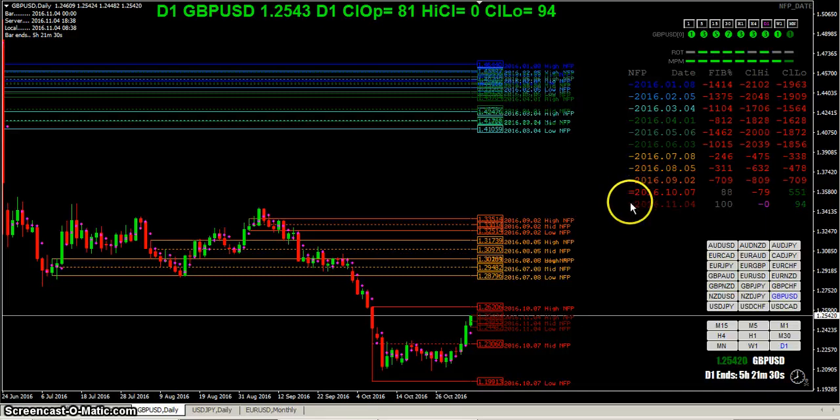Now the equal sign here says that you're in between these two lines, the high and the low, so you know it's within it. A minus means you're below it, and a plus means you're above it. And it puts all the lines here.